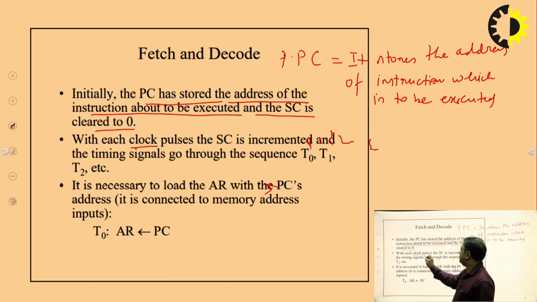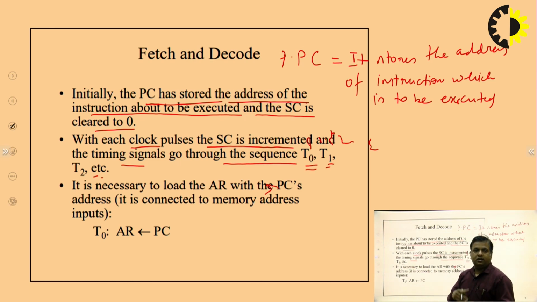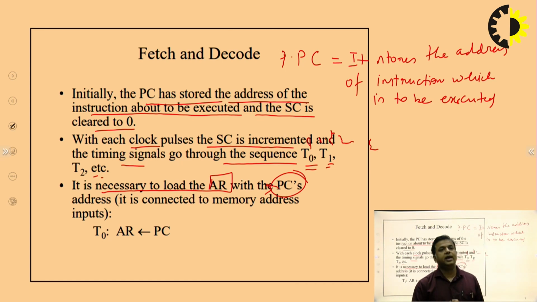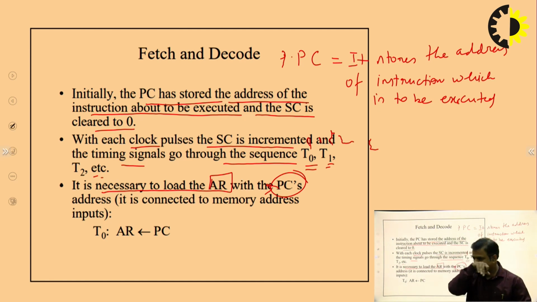With each clock pulse, the sequence counter is incremented and the timing signal goes through the sequence T0, T1 and T2. So in different time cycles, three different operations are performed. First, it is necessary to load the AR. AR means address register. The address register will be loaded with the help of the program counter, because the program counter has the address of the instruction that is to be executed. So this program counter will transfer its content to the address register.